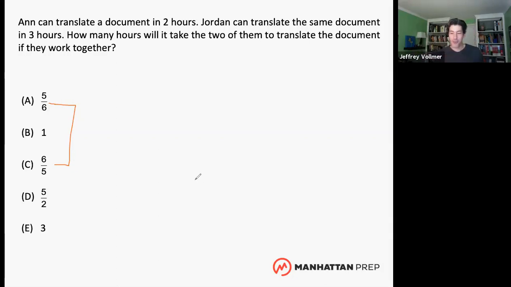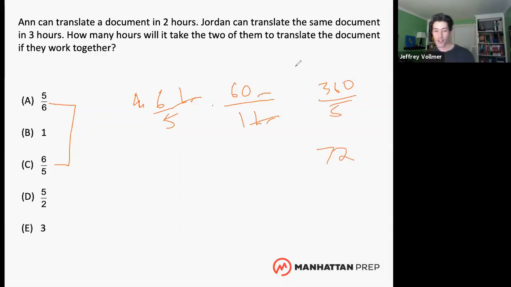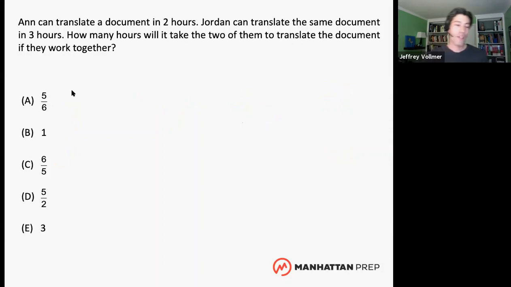Valdez asks, 6/5 would be what in minutes? Now we should be able to figure that out, right? 6/5 in minutes would be 72 minutes. Since this is the time for this, if you have 6/5 of an hour, and the conversion is to minutes, there's 60 minutes in 1 hour. Now the hours cancel, and you've got 6 times 60, which is 360 over 5, and that's 72, as Daniel said.